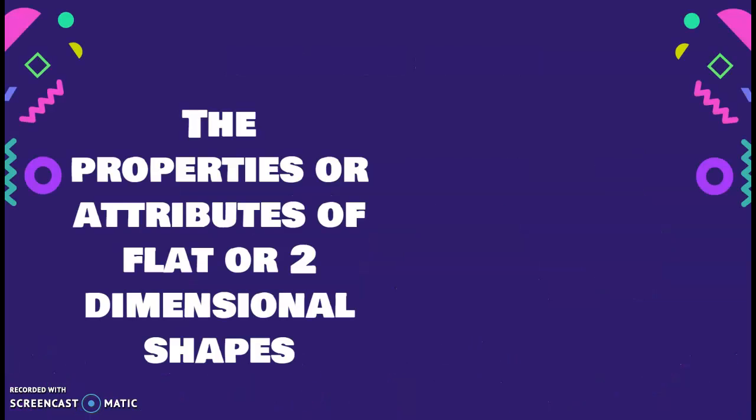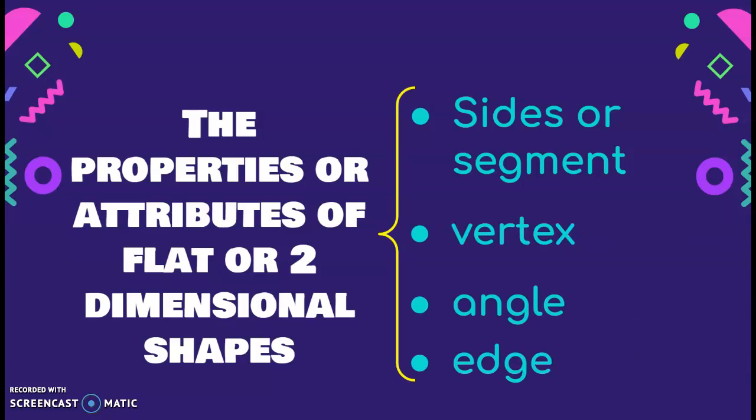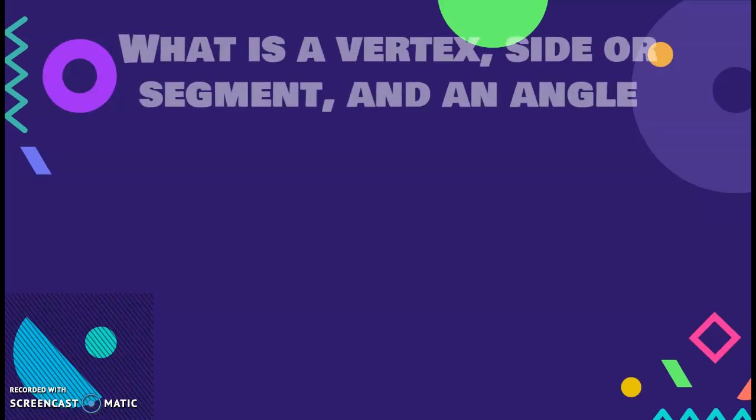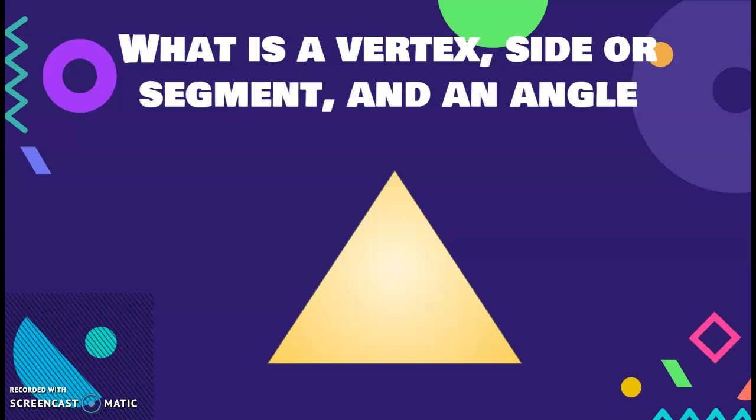So let's discuss the properties or attributes of flat or two-dimensional shapes. You're going to be hearing a lot of words such as sides or segments, vertex, angle, or edge. I'm going to discuss exactly what those mean right now. So what is a vertex, side or segment, and an angle?